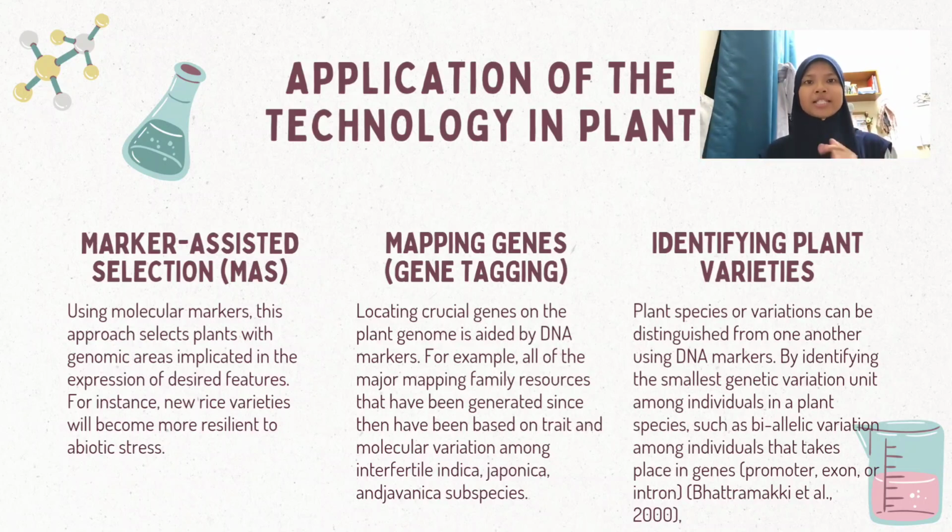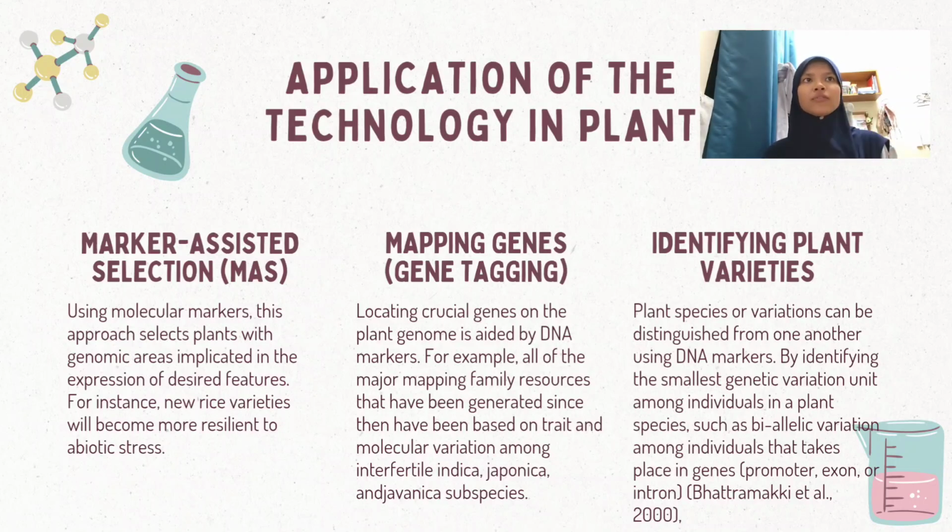Second, mapping and gene tagging. Locating crucial genes on the plant genome is aided by DNA markers. For example, all of the major mapping family resources that have been generated since then have been based on traits and molecular variation among the indica, japonica, and javanica subspecies.